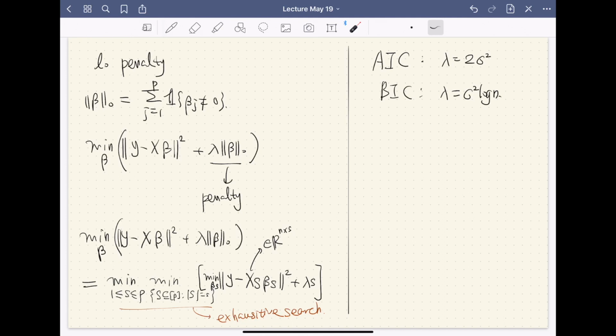So in the next lecture, we are going to talk about a better form of penalty, and we are also going to talk about a penalty in particular that is computationally feasible. This is the Lasso estimator that is very popular in high-dimensional linear regression.